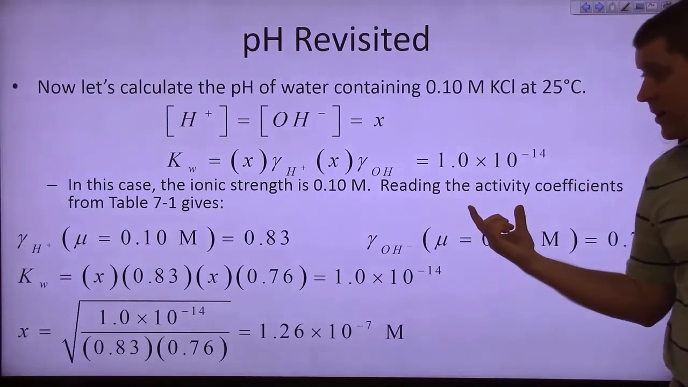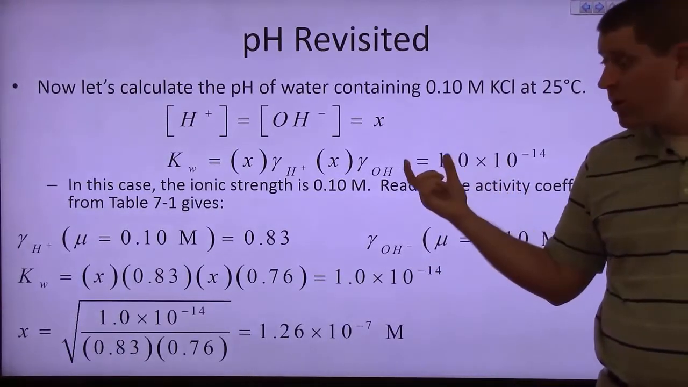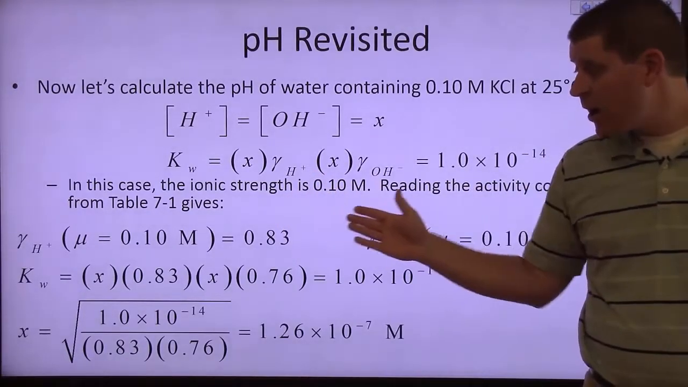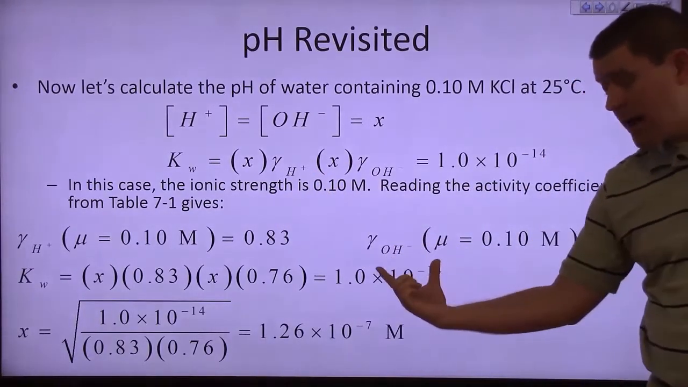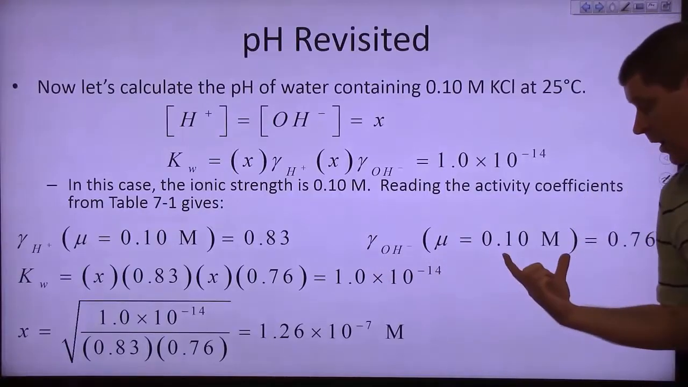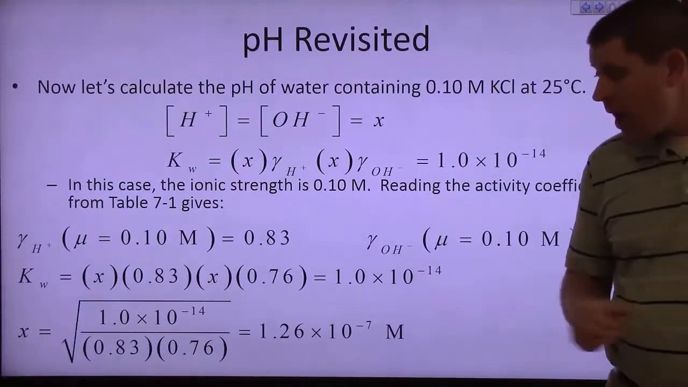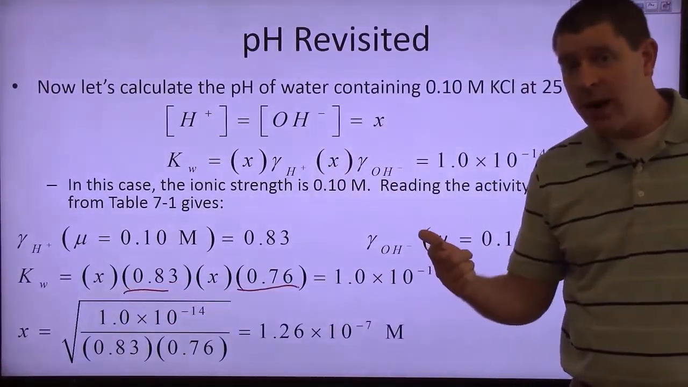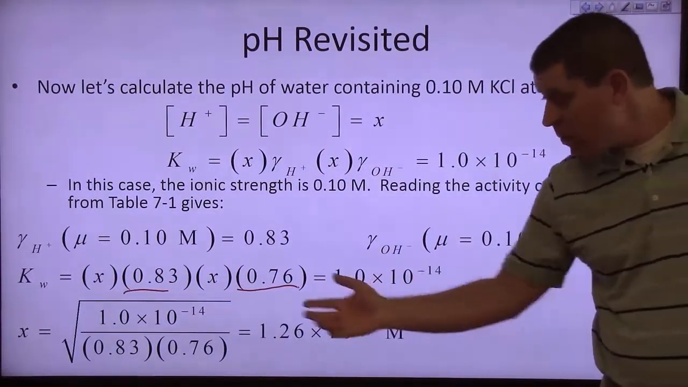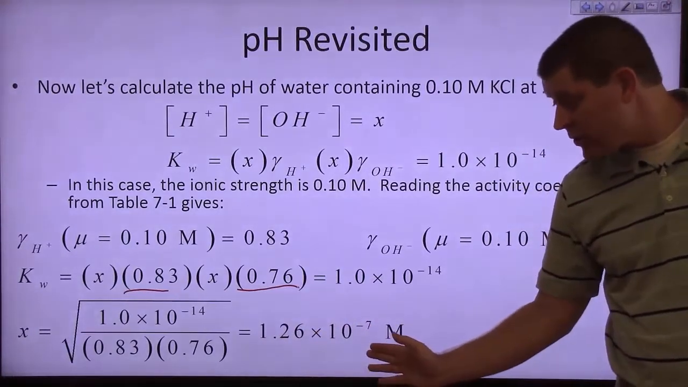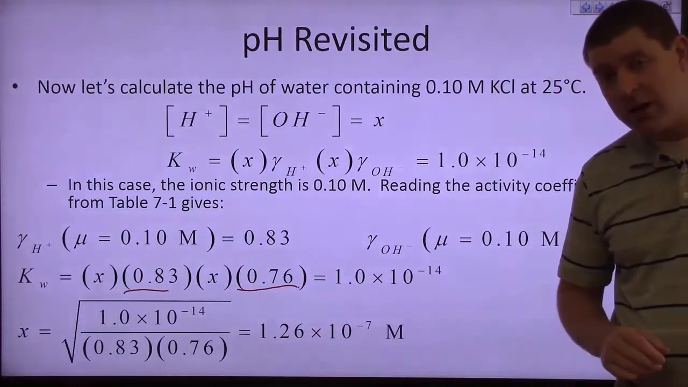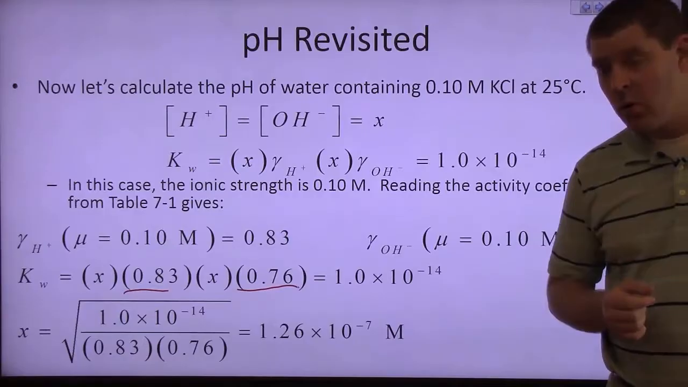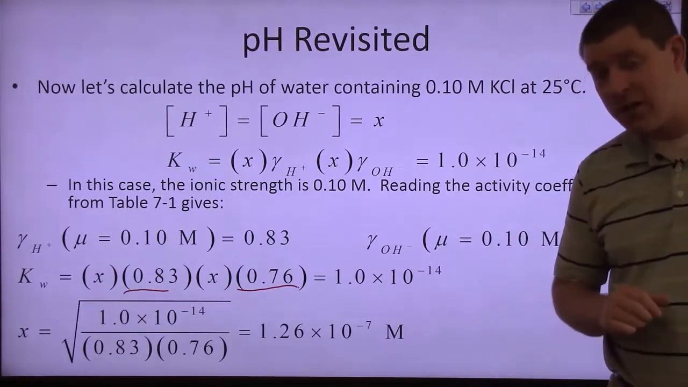Now, reading the activity coefficients from the table that we showed earlier, Table 7.1, gives us an activity coefficient for the hydrogen ion of 0.83 and an activity coefficient for the hydroxide ion of 0.76. And when we plug those values in here, they're not 1 anymore, so now we're going to have a different pH. So now, when we solve that, we get X is equal to 1.26 times 10 to the minus 7 molar, which is a higher value than what we had before. Remember, before we had 1.0 times 10 to the minus 7 molar.